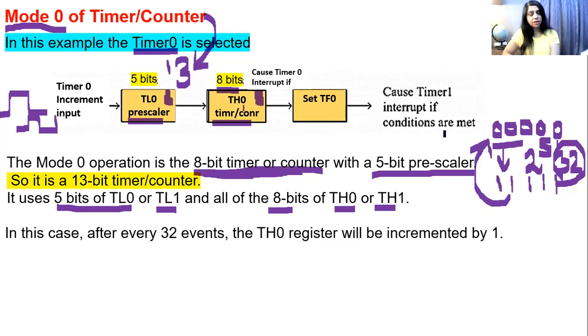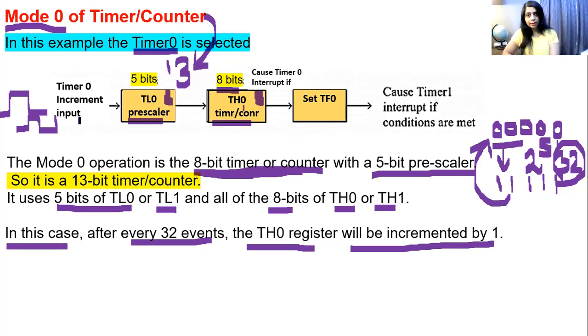Then again after 32 events, TS0 will increment by 1. So what happens in this case is that after every 32 events, the TS0 register will increment by 1. That means first cycle, second cycle, third cycle, and then 32 cycles. After 32 cycles get over, TS0 will increment by 1. Then after the next 32 cycles, TS0 will again increment by 1 and become 2. Then after 32 clock cycles in this prescaler, TS0 will increment by 1 and become 3, and so on.